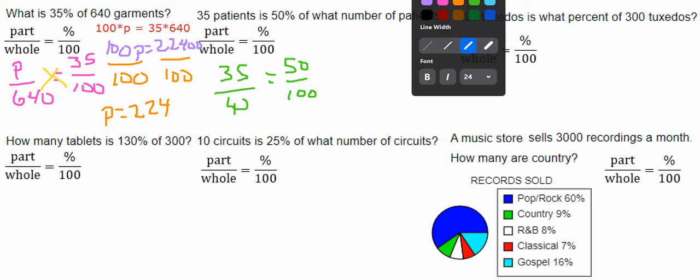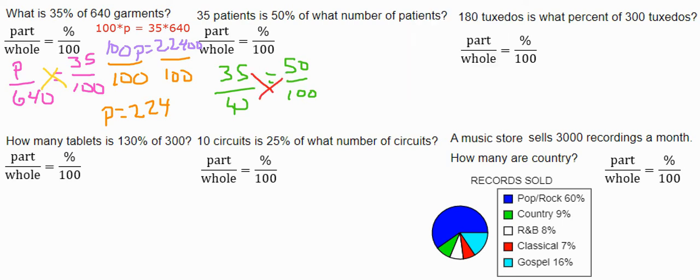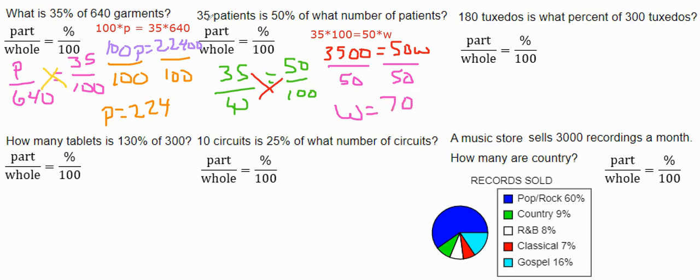So now we're going to cross multiply. So 35 times 100 equals 50 times W. And that's going to give us 3,500 equals 50W. Then we would divide both sides by 50. And that is going to give us W equals 70. And that makes sense because 35 patients is 50% of 70.